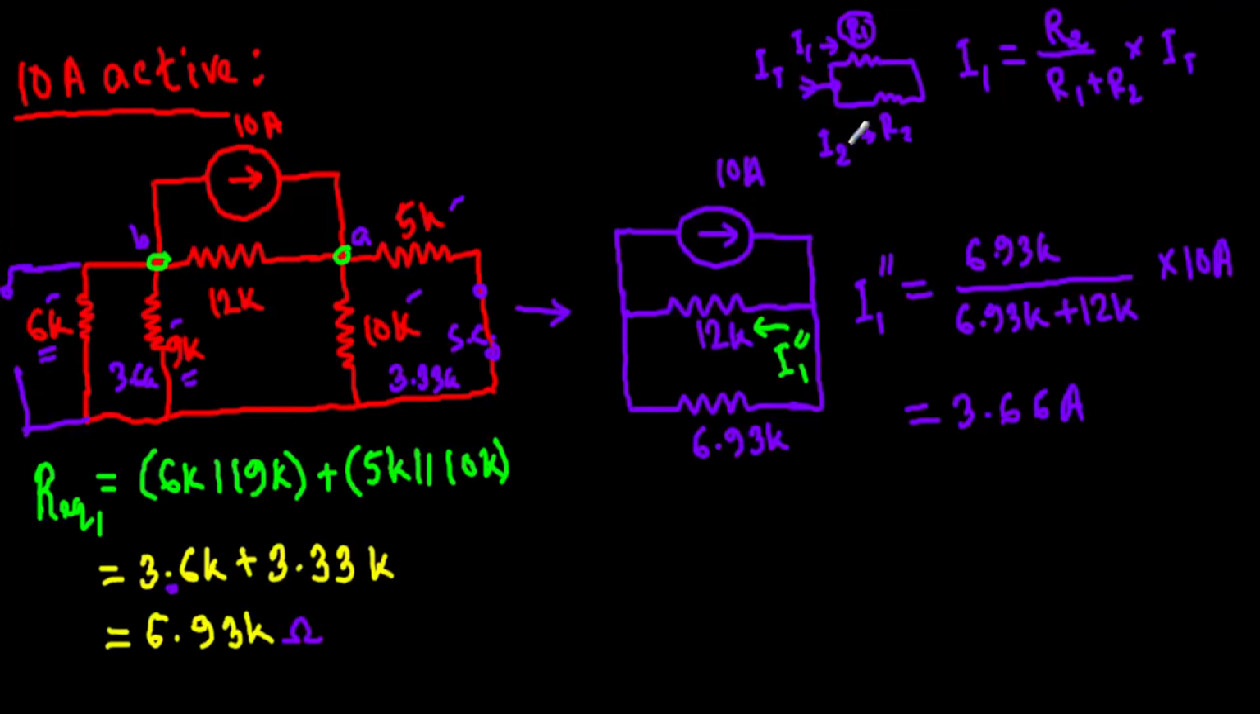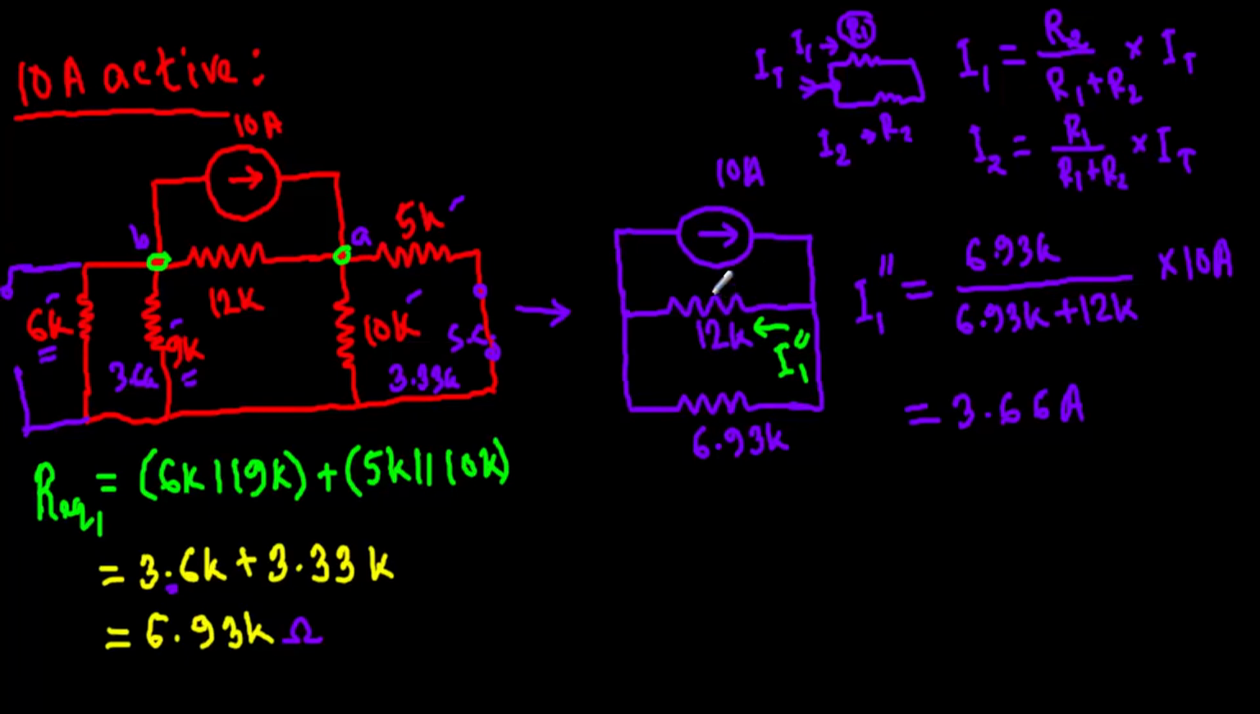If I want to calculate the current through this R2, that means I have to calculate I2. Then I will take the resistance of the opposite branch, that means R1, and just simply add the two resistances and multiply this fraction with total current IT. This is a special derivation or special formula of the current divider rule when two resistances are connected in parallel.